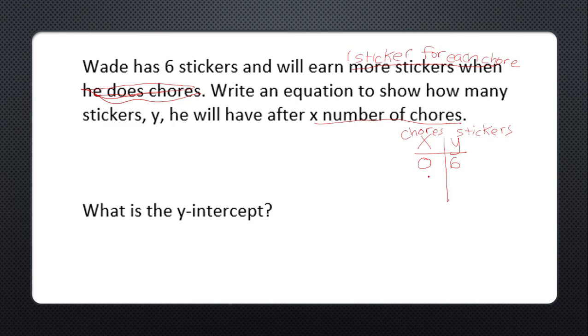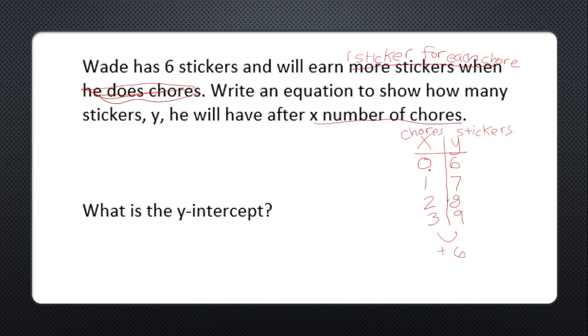So if he does 1 chore, he'll earn a sticker. Well, if he already has 6, then he'll have 7. All right, if he does 2 chores, if he already had 7, he'll earn 1 more, so that will be 8. All right. If he does 3 chores, he'll earn a sticker for that. Well, if he had 8, then he'll have 9. All right. So their relationship to get from chores to stickers is every time we're adding 6.